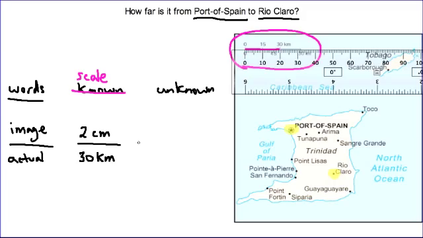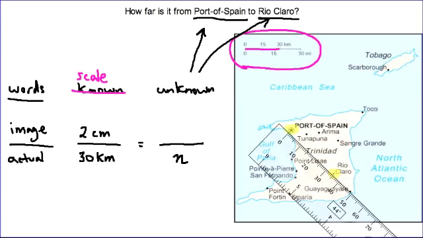Now we're going to answer our unknown, which is the distance from Port of Spain to Rio Claro. The actual distance, I don't know what that is. That's what I'm trying to find, so that will be my variable. The distance in the image is from here to here, and I don't know what that is until I measure it with my ruler. So let's do that. If I look at my ruler now, the distance from Port of Spain all the way down to Rio Claro looks like about 35 millimeters, or 3.5 centimeters.